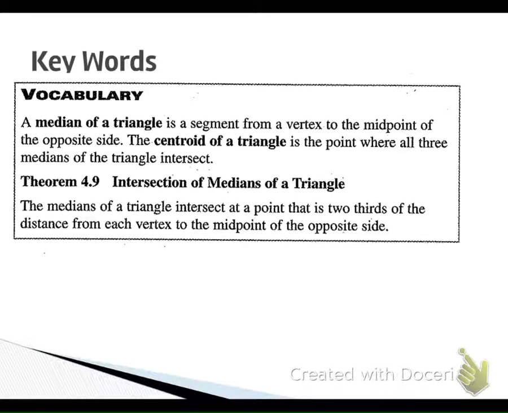And then we have the intersection of medians of a triangle. The medians of a triangle intersect at a point that is 2/3 the distance from the vertex to the midpoint of the opposite side.